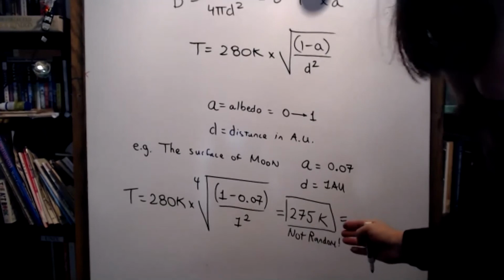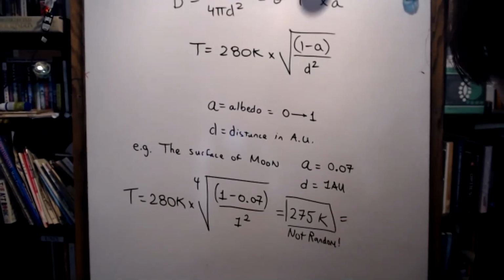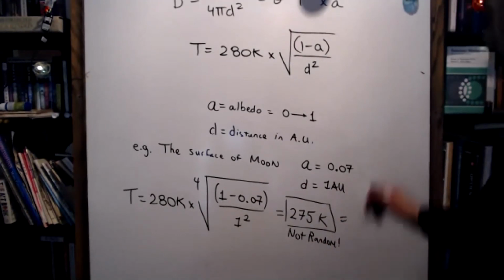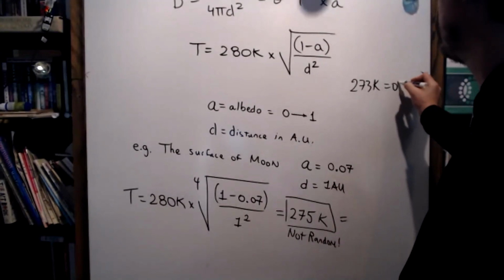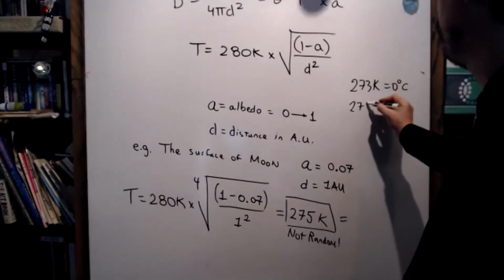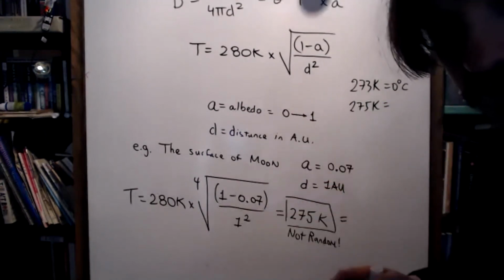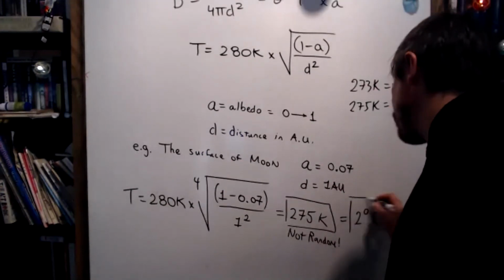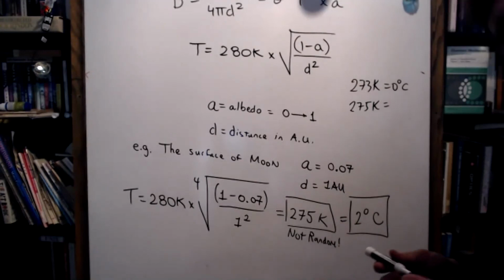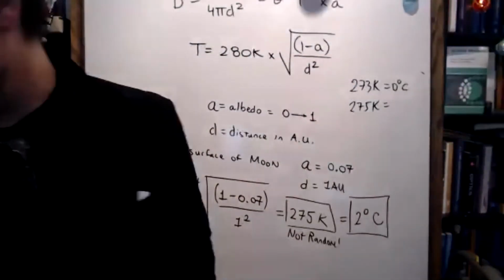Joel, you know that 273 is... What is it? 0 degrees Celsius. If 273 Kelvin is 0 degrees Celsius, then 275 Kelvin is... 2 Celsius. Yeah, 2 degrees Celsius. Why do I find that to be so interesting, that the surface temperature of the moon is 2 degrees above freezing?